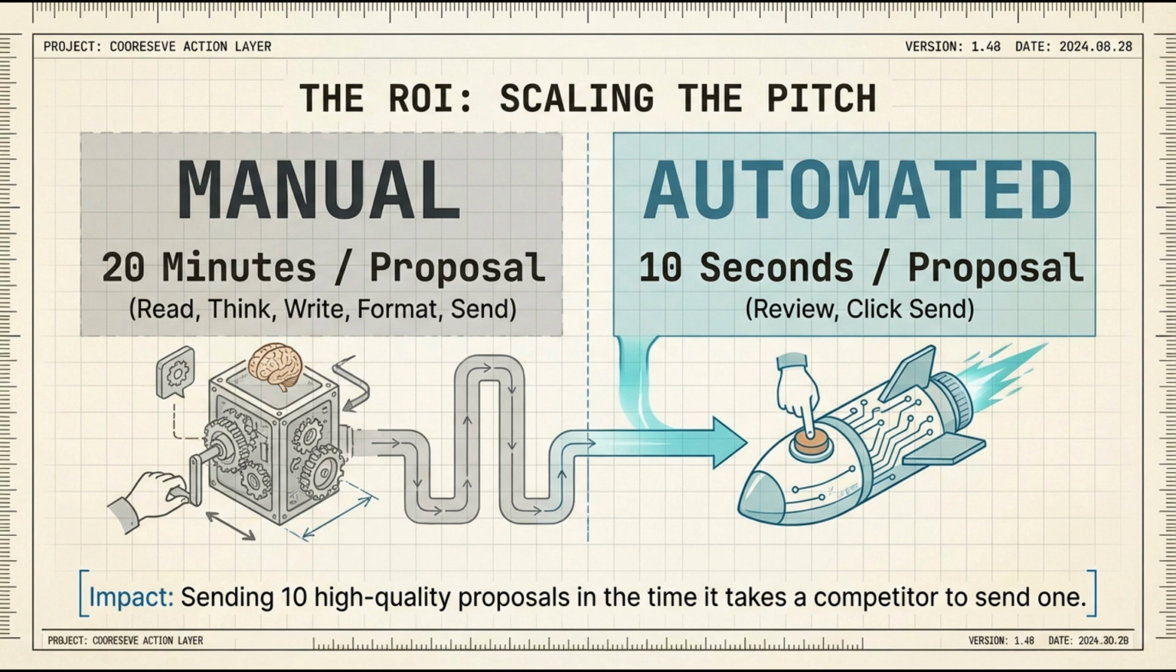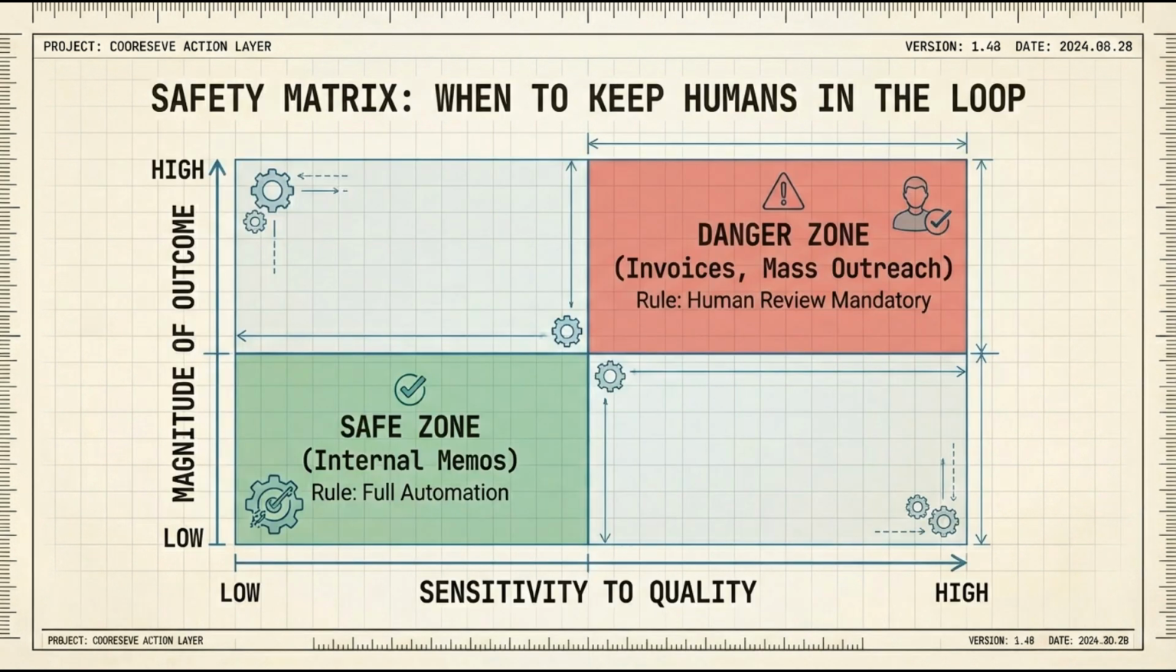That is the workflow. The instructor emphasizes the speed difference. What used to take 20 minutes per proposal, reading, thinking, writing, formatting, emailing, now takes seconds. You are essentially scaling yourself. You are cloning your ability to pitch for new work. You are changing the economics of freelancing. If you can send 10 high-quality proposals in the time it takes a competitor to send just one, you win.